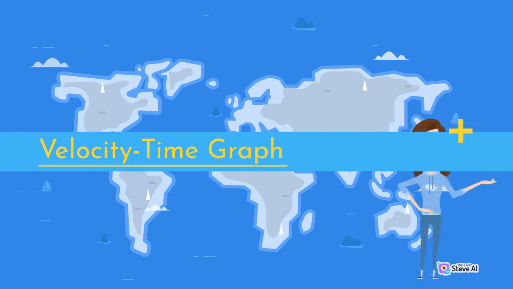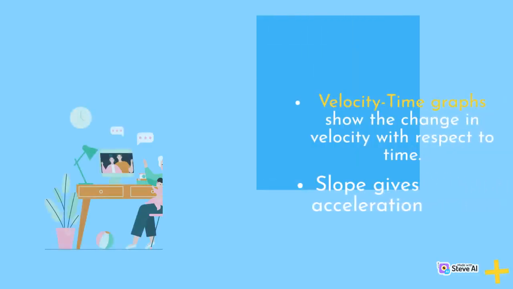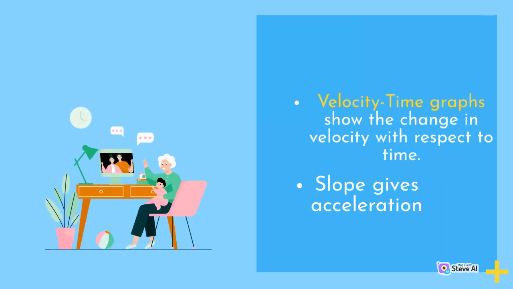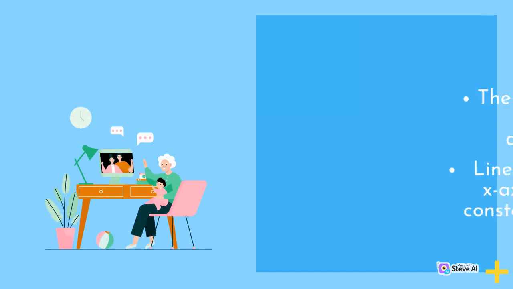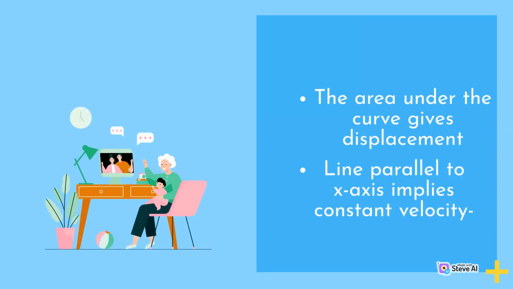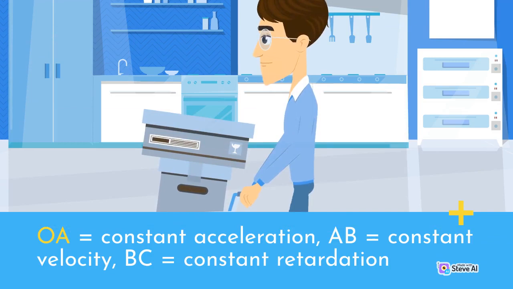Velocity time graph. Velocity time graphs show the change in velocity with respect to time. Slope gives acceleration. The area under the curve gives displacement. A line parallel to the x-axis implies constant velocity. OA equals constant acceleration, AB equals constant velocity, BC equals constant retardation.